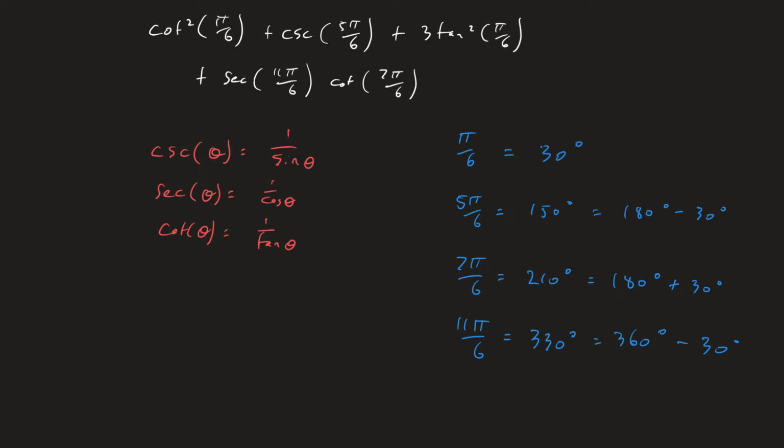Furthermore, although there's a number of different angles here, they're essentially the same angle in the following sense. Pi on 6 is 30 degrees, 5 pi on 6, or 150 degrees, is actually 180 minus 30 degrees. 7 pi on 6 is 210 degrees, which is actually 180 degrees plus 30 degrees. And 11 pi on 6 is 330 degrees, which is also 360 degrees minus 30 degrees. Trigonometric functions have certain symmetries, so if we can evaluate them for 30 degrees, we can then evaluate them for these other degrees as well.